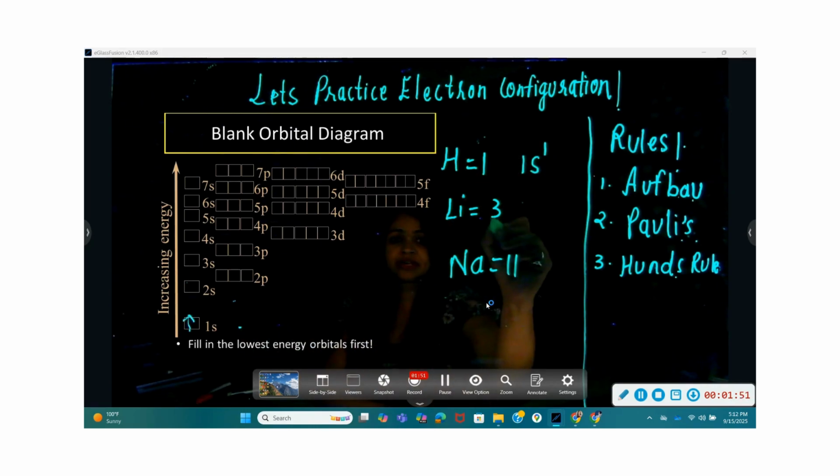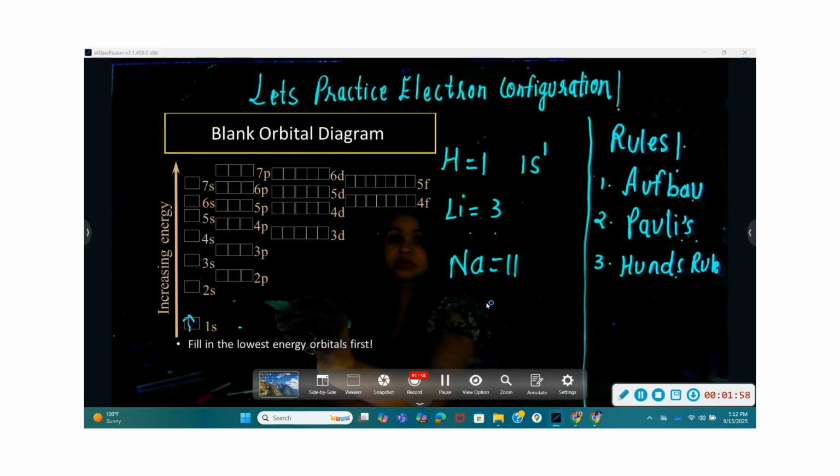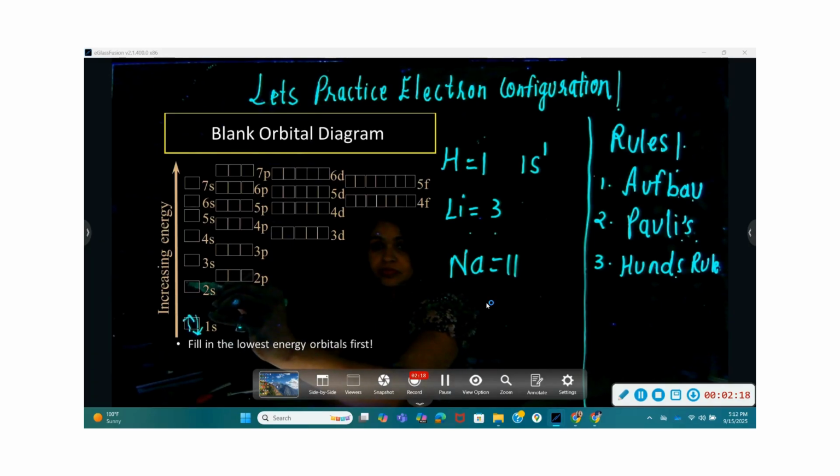We are going to take the next example, lithium with atomic number 3, which means we need to fill 3 electrons in these orbitals. We have already 1, so we are going to continue with that. According to Pauli, we can only fill 2 electrons in each orbital, no more than 2, and those 2 with opposite spins. And the 3rd electron goes here.